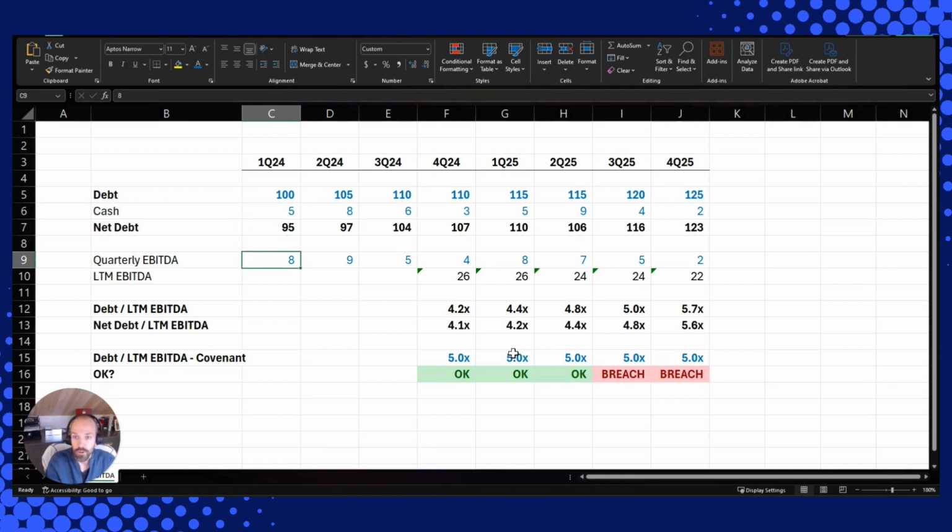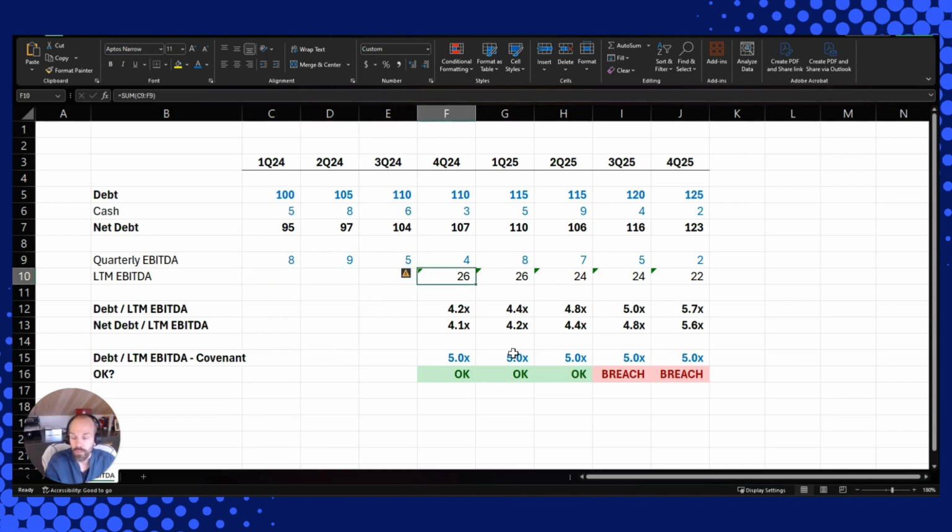Then what we've done is look at the quarterly EBITDA. So per quarter, in the first quarter of 2024, for example, we're expecting 8 million of EBITDA, and then we just modeled that out quarter to quarter. Obviously, if this was part of a bigger financial model, it wouldn't be a hard code like it is now. It would be part of a bigger income statement forecast, but I've just hard coded it here so you can see it.